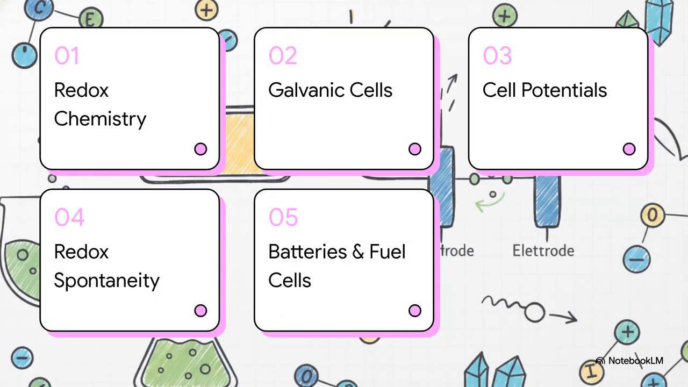Here is our roadmap for today. We'll start by reviewing redox chemistry, then move into the anatomy of galvanic cells, calculating cell potentials, predicting redox spontaneity, and finally, we'll wrap up with batteries and fuel cells.